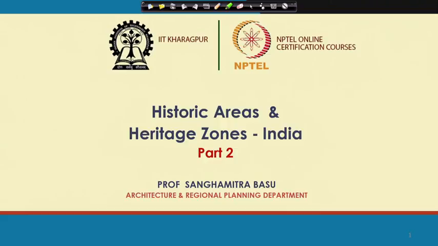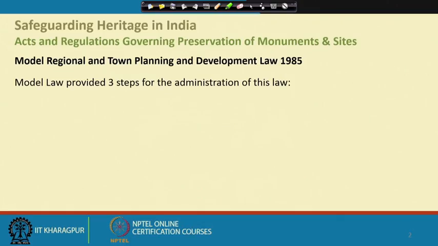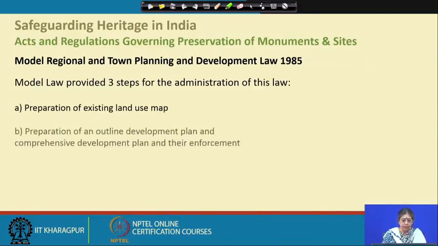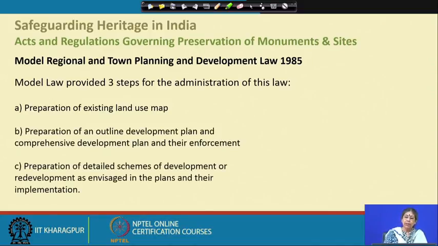We will continue with the historic areas and heritage zone, what we have been discussing about the legal implications under the Town and Country Planning Act. So, the Model Regional Town and Country Planning Development Law 1985 gave the 3 steps we have already discussed: the existing land use map, outline development plan, and a detailed scheme.